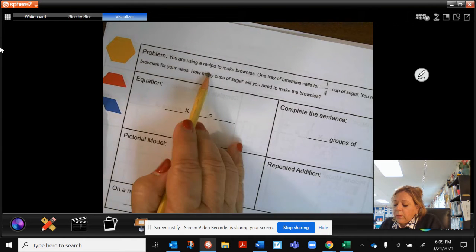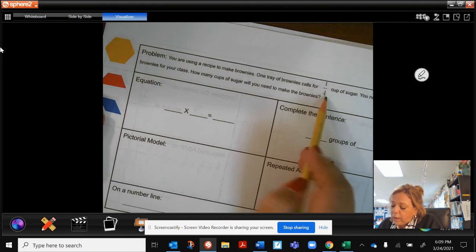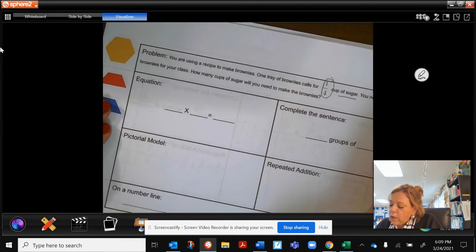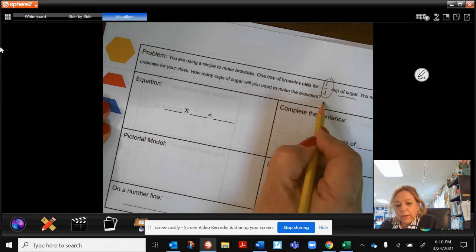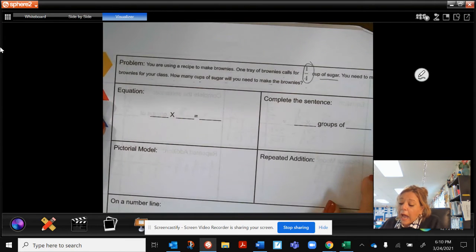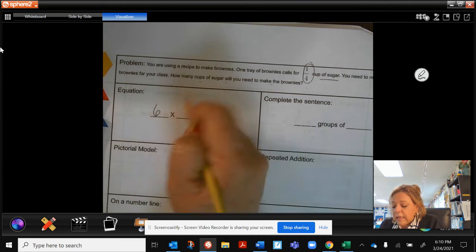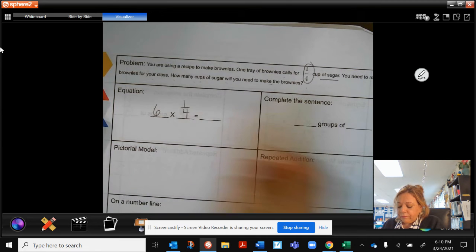All right, you're using a recipe to make brownies. 1 tray of brownies calls for 1/4 cup of sugar. You need to make 6 trays of the brownies for your class. So how many cups of sugar will I need to make the brownies? I need 1/4 cup of sugar, and I'm going to make 6 trays. So if I have 6 trays and each needs 1/4, how much sugar will I need?